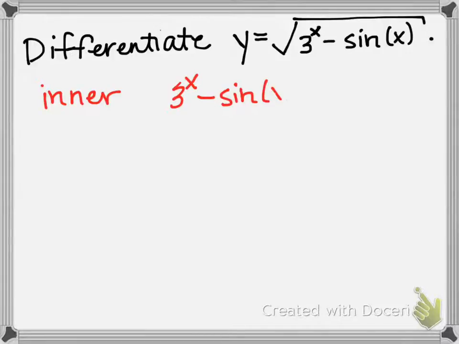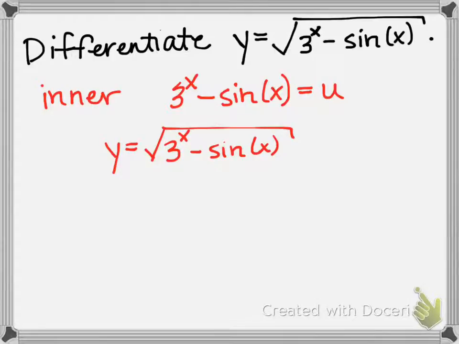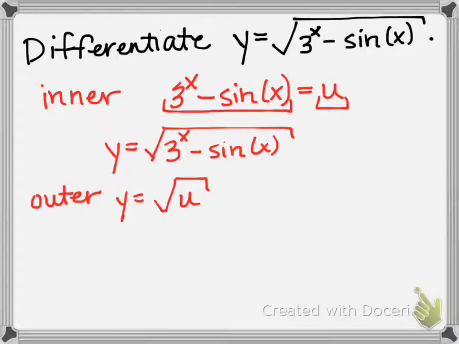So that's our inner function, 3 to the x minus sine of x, and we call that u. To find our outer function, we're going to take our definition of y, and now everywhere where 3 to the x minus sine x appears, I'm instead going to write u. So our outer function is y equals square root of u.